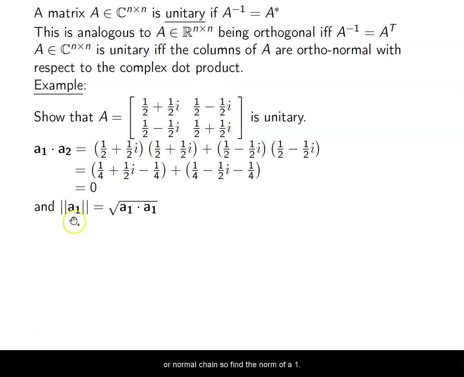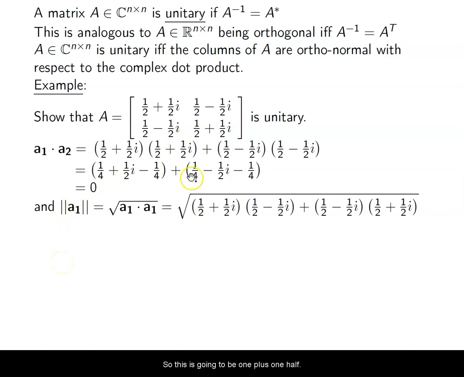Okay, so find the norm of A1. So this is going to be 1 plus 1/2 i times my second entry. Okay, 1 minus 1/2 i, plus 1 minus 1/2 i times 1 plus 1/2 i. Also notice that this is a little different than the formula that I gave you, but it ends up being the same thing. So remember in the last video, I said you could just find the modulus of A1 and square it. So that would give you 1/2 squared plus 1/2 squared.